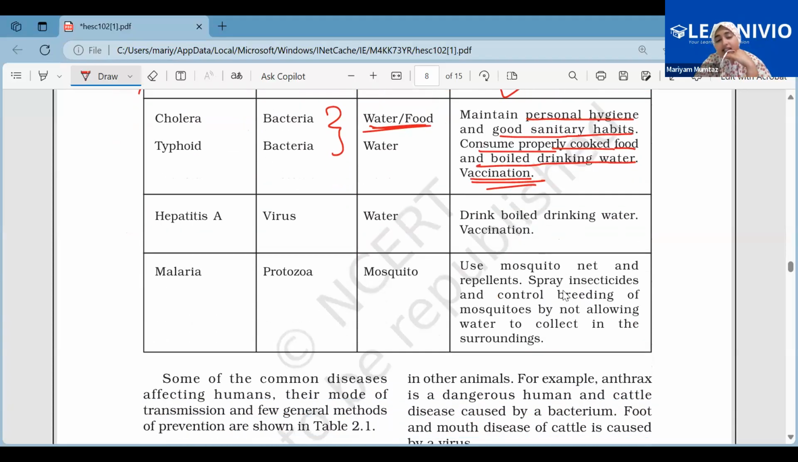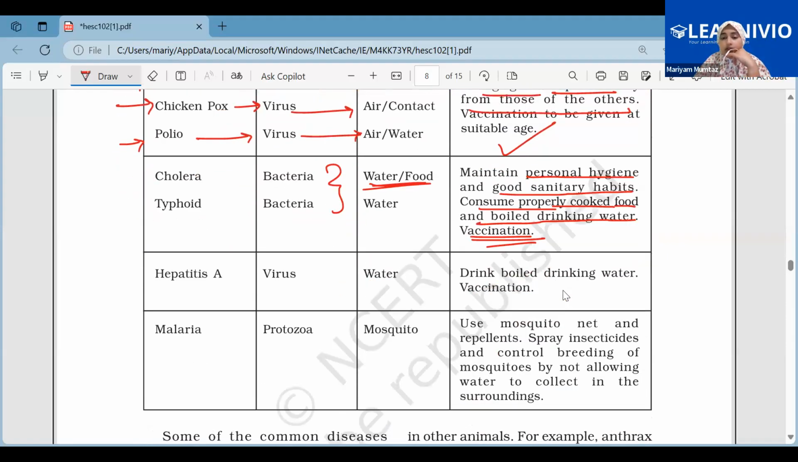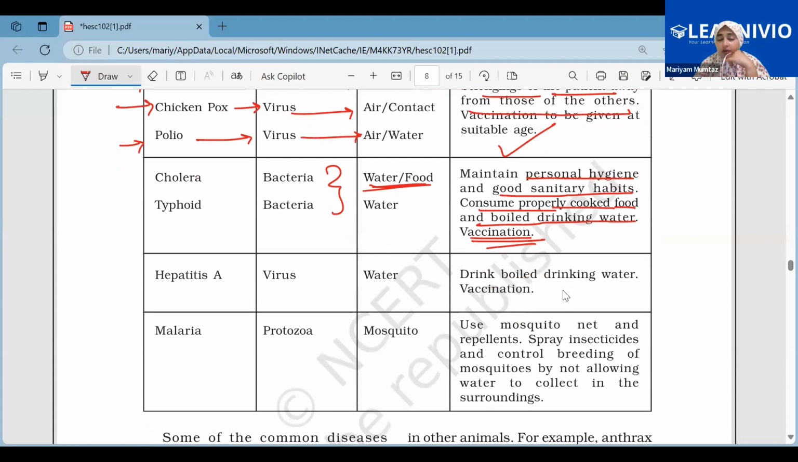Hepatitis A is caused by a virus, and the mode of transmission is through water. So we should drink boiled water or filtered water or RO water. Clear?